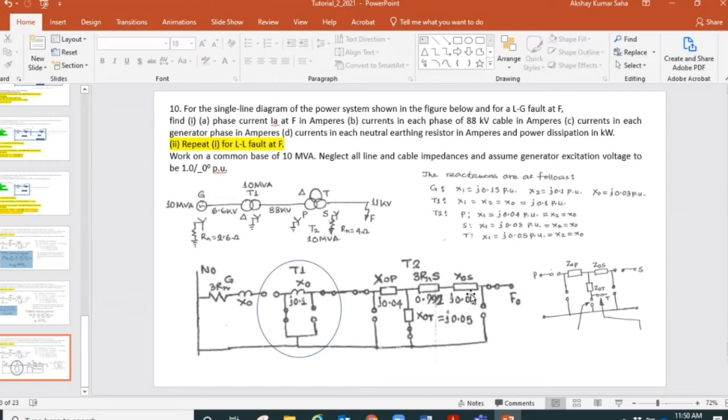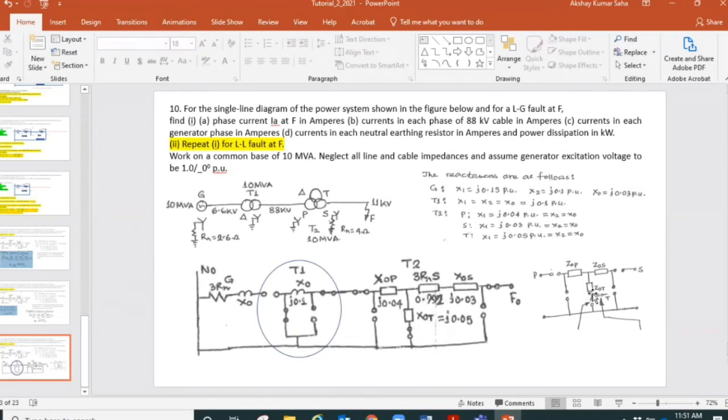It has primary, secondary, and it has star connected grounded resistance. So we put them in series. They are all in series. Primary reactance X0P, secondary reactance X0S, and then the neutral multiplied by 3 that is coming here.